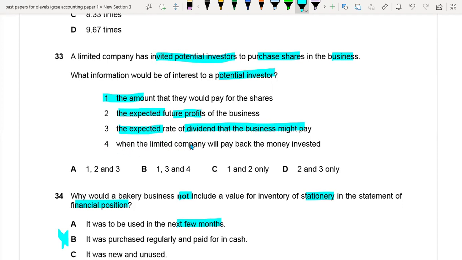Fourth, when the limited company will pay back the money invested. So basically, a company will never pay your money back if you are an ordinary shareholder, or, for example, a preference shareholder. You can transfer your shares, you can sell your shares to anyone, but the company will be paying you the dividend on your invested amount, not this thing. So that is why four is not our right option. So one, two, and three. So A is the right option.